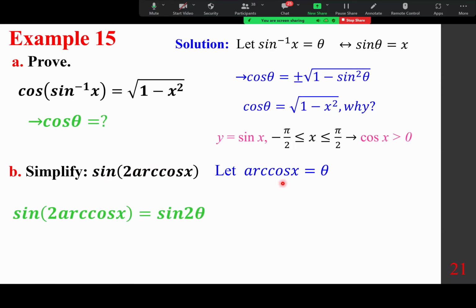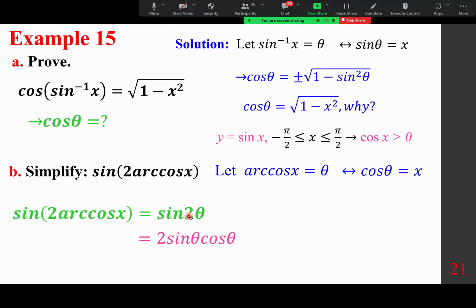And this means cosine theta must be x. And again, you're looking for sine 2 theta, you should know it's 2 sine theta cosine theta. It's one of those identities. Sine of 2 theta is 2 sine theta cosine theta. Cosine 2 theta is cosine squared minus sine squared, or 1 minus 2 sine squared, or 2 cosine squared minus 1.